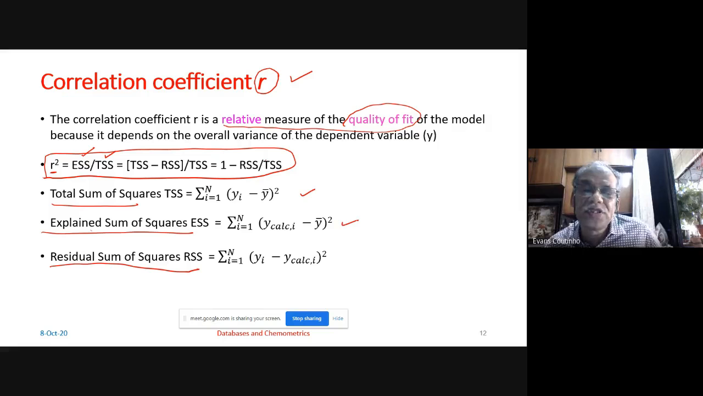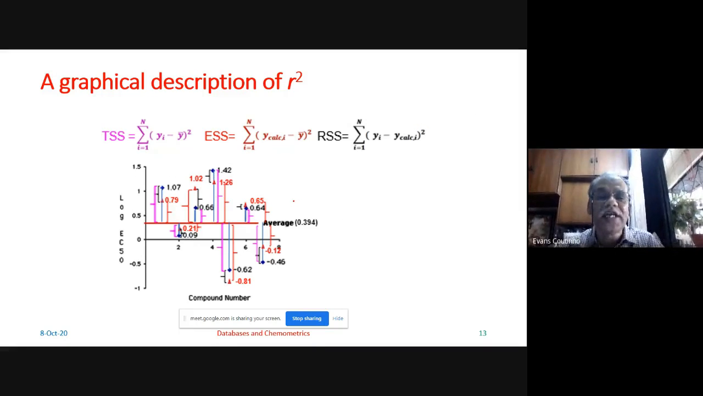Now, these are the equations. Rather than talking to you about equations, let me show you by a picture what ESS, TSS, and RSS are. Okay, so here is a picture. I hope my screen is very clear to you. On the x-axis, I have plotted all the compounds. Compound number 1 is here. Compound number 2 is here. Sorry, this is compound number 3. Compound number 2 is here. Compound 3 is here. Compound 4 is here. 5, 6, 7. So a very small database of 7 compounds.